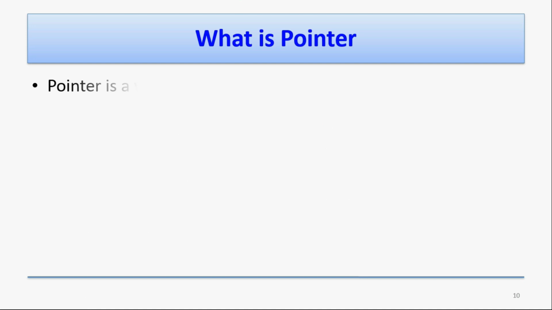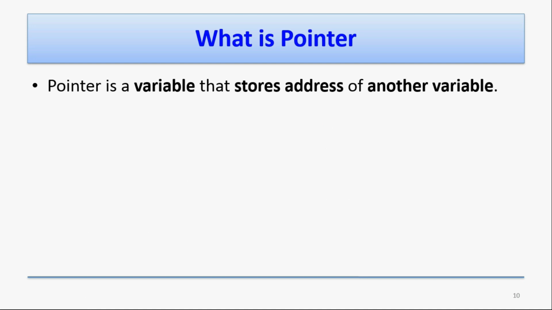Okay, next one is, what is a pointer? A pointer is a variable that stores the address of another variable, right? We have already known that. If you have declared a variable which contains a value, apart from that value, that variable has its own address. So if you want to store the address of a variable, then we have to create a special kind of variable called a pointer, right?